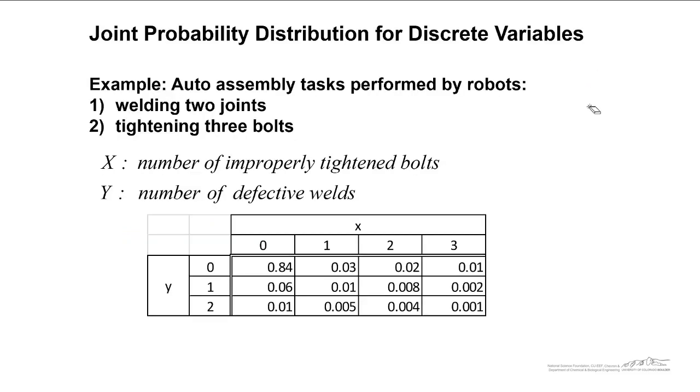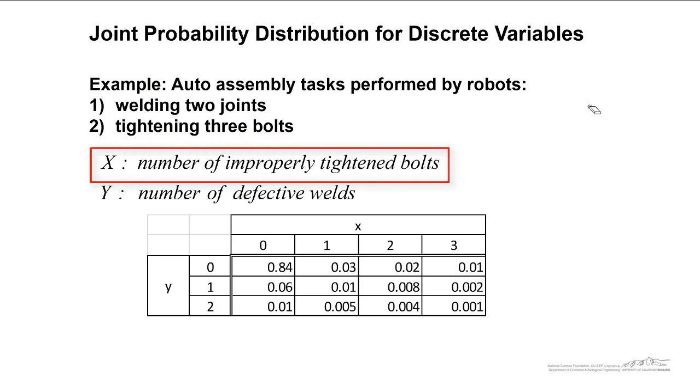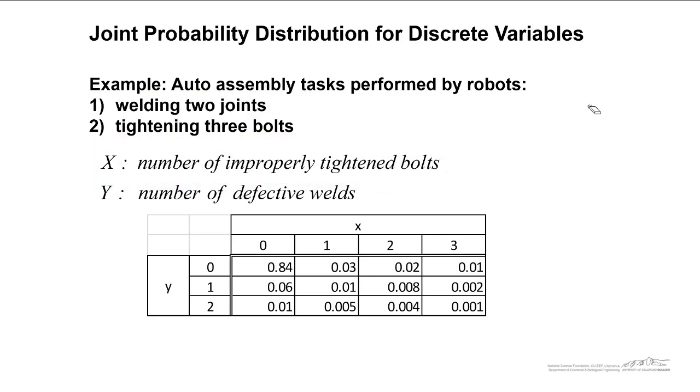Let's go through an example. An auto assembly task performed by robots. These robots are welding 2 joints and they're tightening 3 bolts. X represents the number of improperly tightened bolts, and Y represents the number of defective welds.